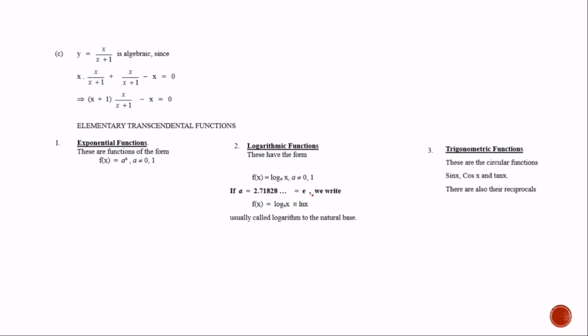Let's move on to the third one, which is the trigonometric functions. The trigonometric functions are the circular functions, which are the sine, the cos, the tan. And they also have their reciprocals, right? So we have some things that we need to know. These are things that you must know: sec x is equal to 1 over cos x. Cosec x is equal to 1 over sine x.